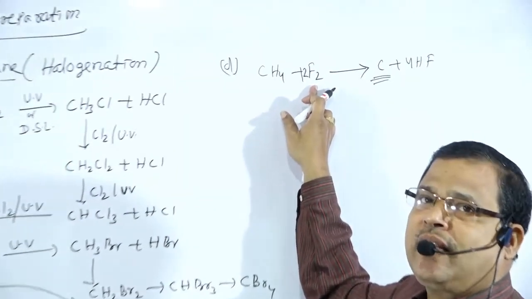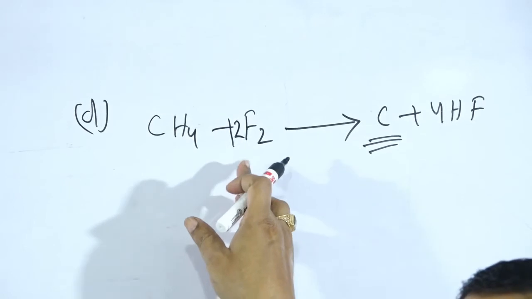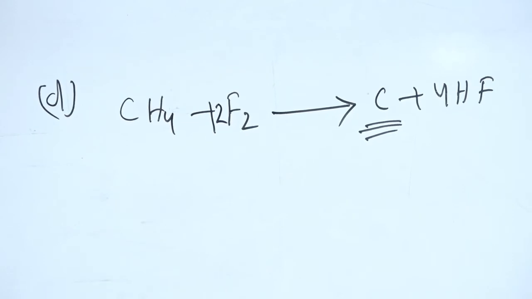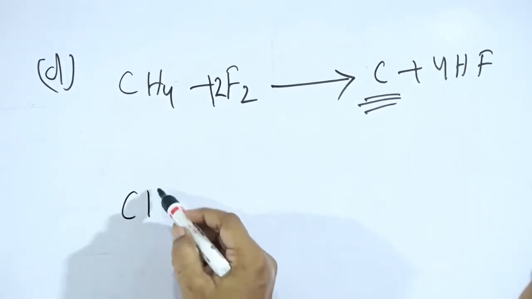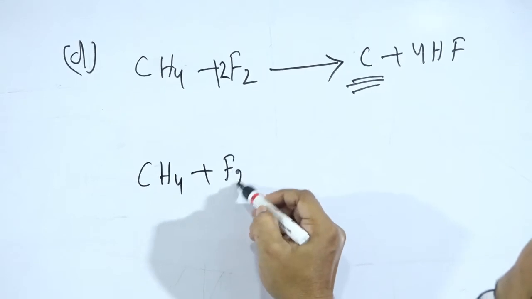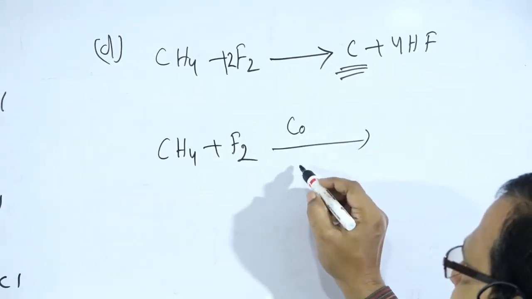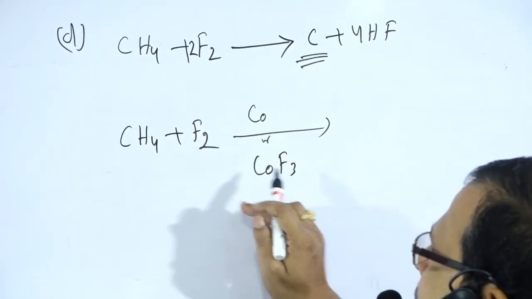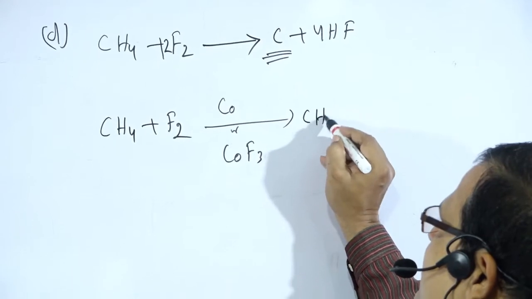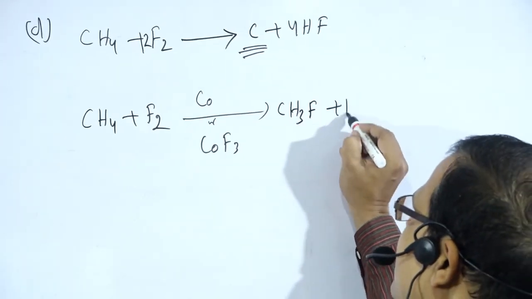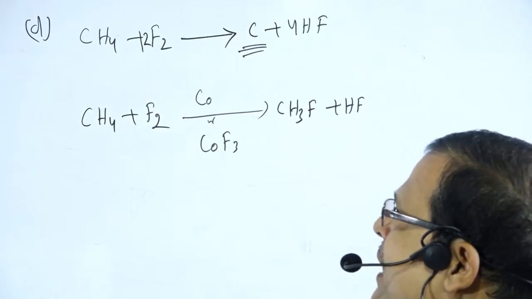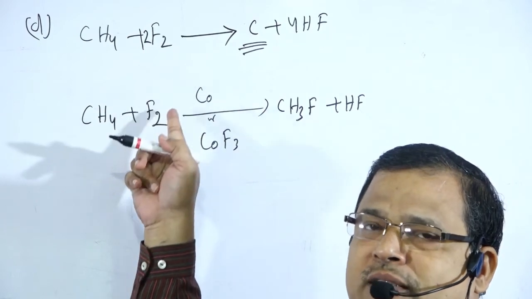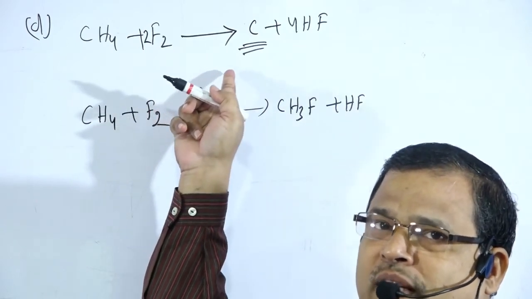Then how should the fluorination be carried out? The fluorination is carried out in the presence of a retarding reagent, that is a moderator: CH4 plus F2 in the presence of cobalt moderator, or you can take COF3, cobalt trifluoride, so that there is the formation of CH3F plus HF. Mark the difference. Fluorination is violent. There is no such formation of fluorinated product.